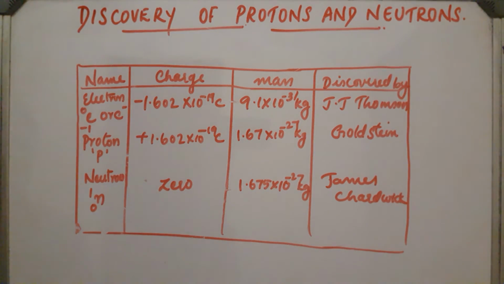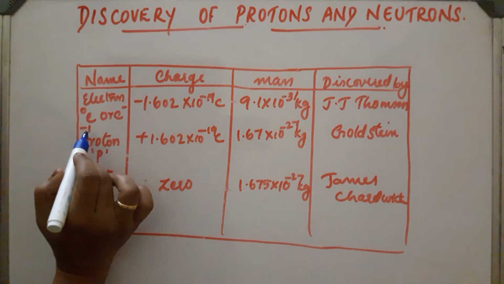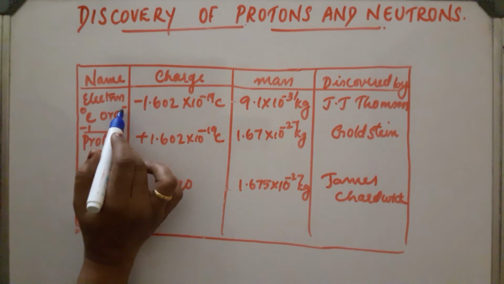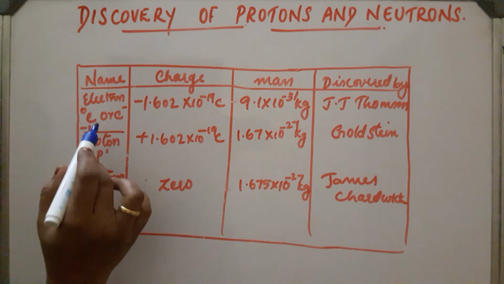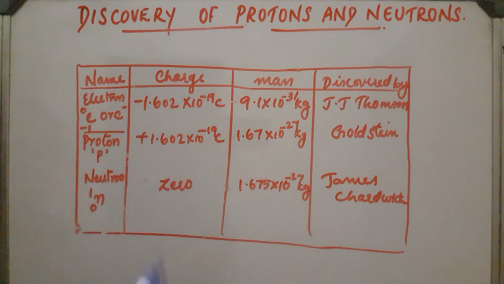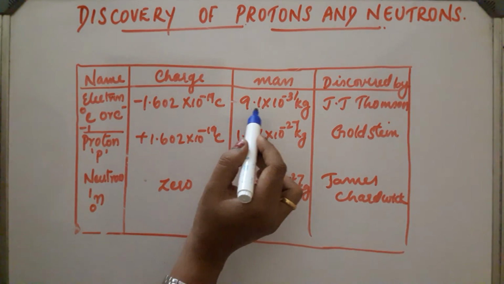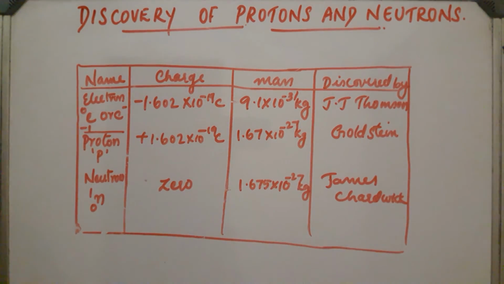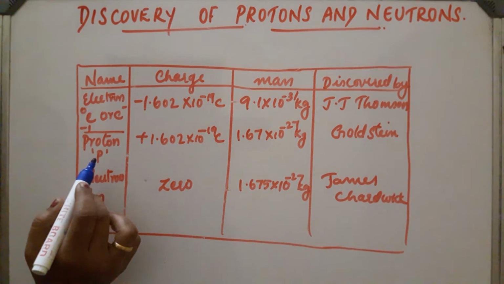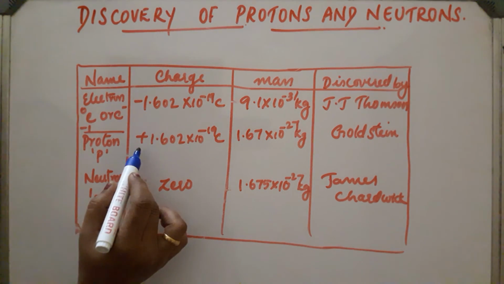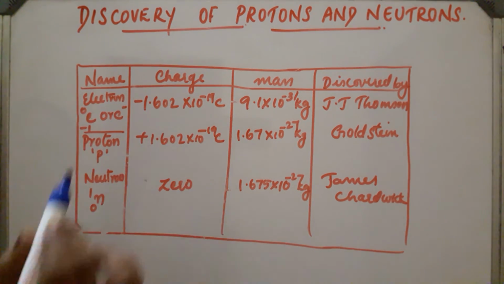Now we can compare the particles. First, the electron, denoted like this, having -1 charge or e minus. Its charge is -1.602 × 10^-19 coulomb. Mass is 9.1 × 10^-31 kilogram, discovered by J.J. Thomson.